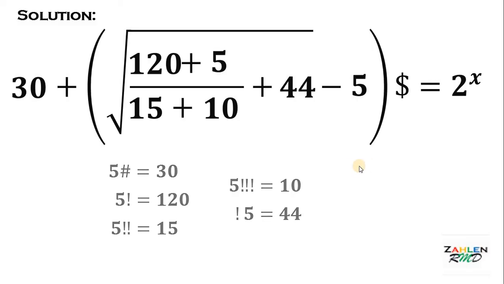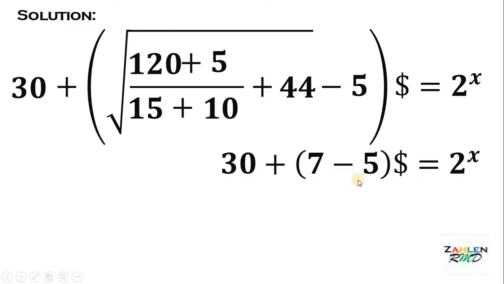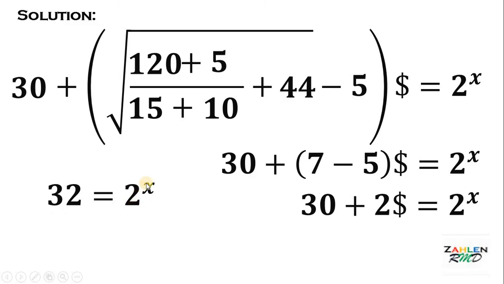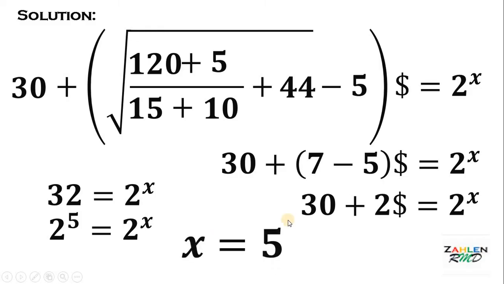Therefore, our equation becomes 30 plus 7 minus 5 dollar sign equals 2 raised to x. Now, 7 minus 5 will give us 2. So we have 2 dollar sign. And we know the value of 2 dollar sign. It is equal to 2 raised to 1, and 2 raised to 1 is simply 2. Therefore, we have 30 plus 2, or simply 32, equals 2 raised to x. And we can rewrite 32 as 2 raised to 5. Therefore, we have 2 raised to 5 equals 2 raised to x. It follows that x is equal to 5. And we're done.